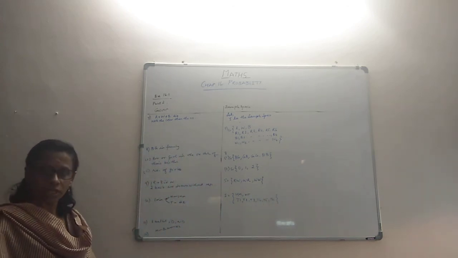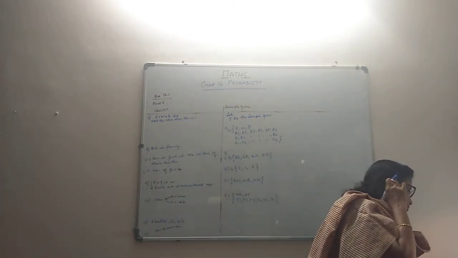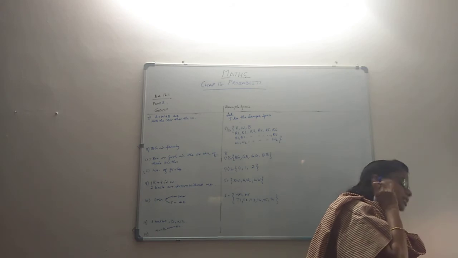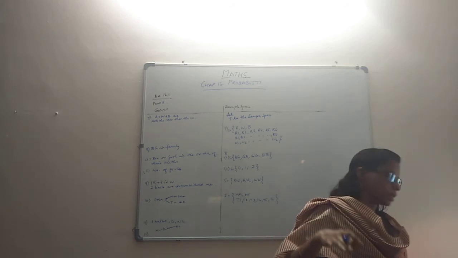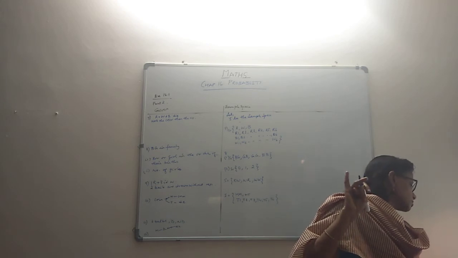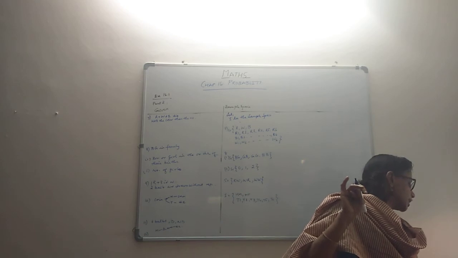Let's quickly go to the next problem. I will read it out, though I have written it in abbreviated form there. Suppose 3 bulbs are selected from a lot of bulbs. There is maybe a box which has lots of bulbs, and from there you are choosing 3 bulbs. Each bulb is tested and classified as defective or non-defective. Write a sample space for this.